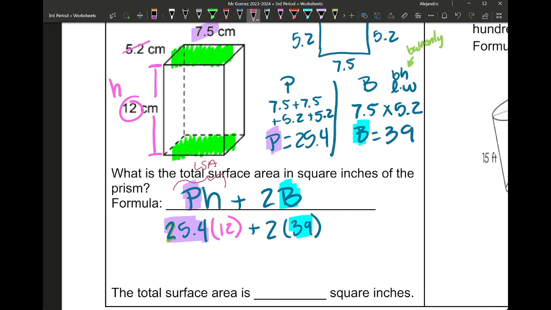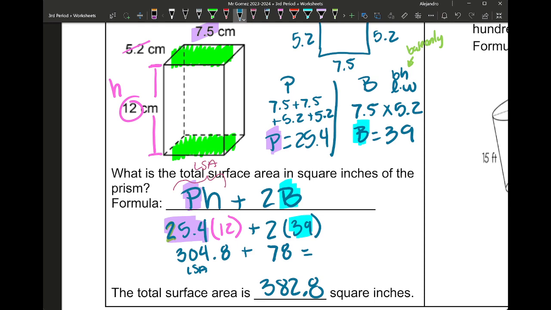So 25.4 times 12 gives me 304.8. This right here will be your lateral surface area. But we need the total. And 2 times 39 is 78. And to find the total surface area, all we have to do is add those two numbers, and we get a total of 382.8 square inches.